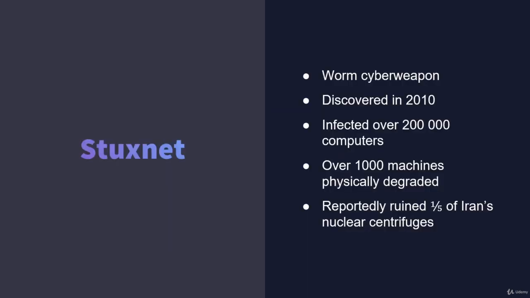Let's also have a brief look at a concrete computer worm example, Stuxnet. Stuxnet is a computer worm first discovered in 2010. It targeted the programmable logic controllers, which are industrial control systems used for industrial processes such as the centrifuges used for separating nuclear material. Stuxnet exploited several zero-day vulnerabilities in Windows and infected over 200,000 computers.